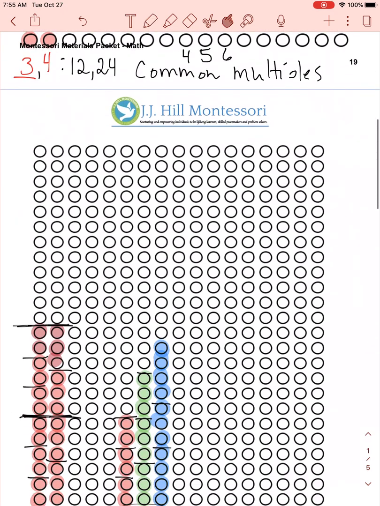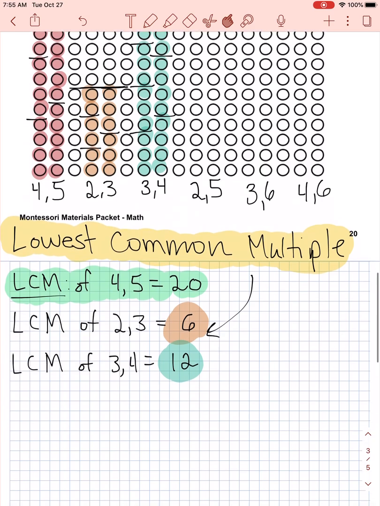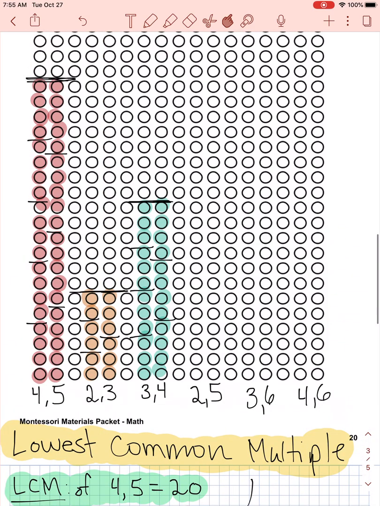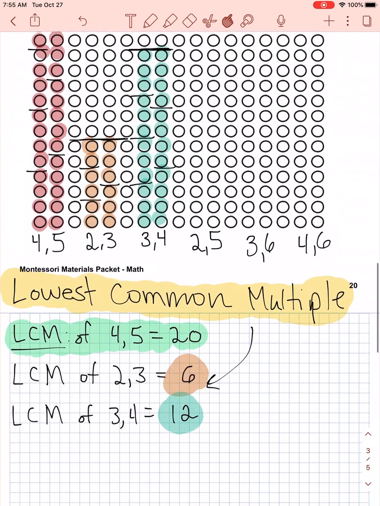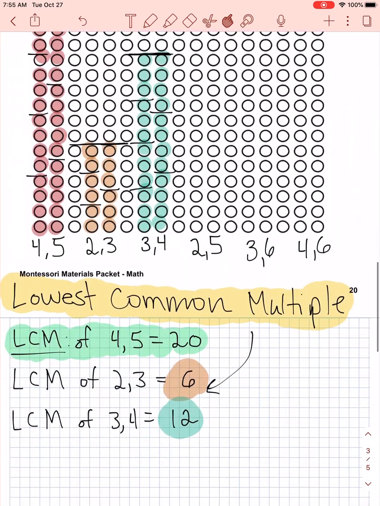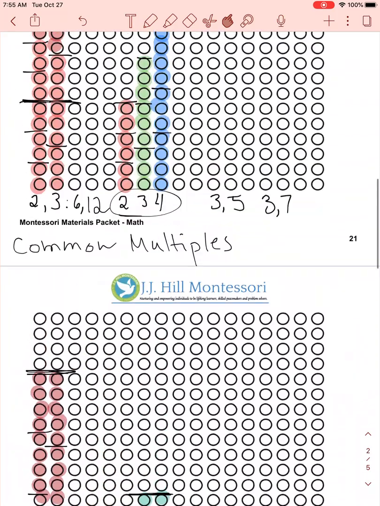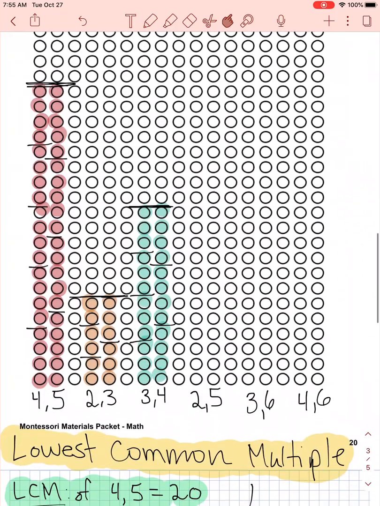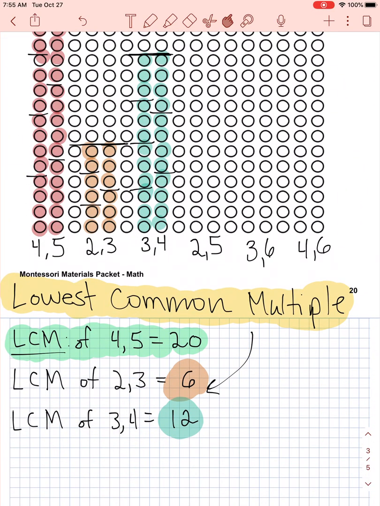So work on finding the lowest common multiples of some combinations of numbers. When you're done, you should have done about 10 of these. I think would be a pretty reasonable amount of practice. Certainly try more if you're having a lot of fun with this. And let me know if you have any questions. Good luck on your work.